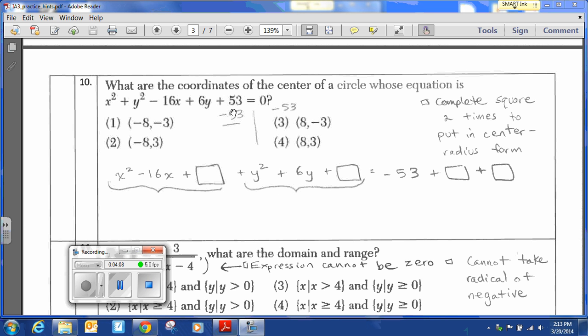All right, here's the general form of the equation of a circle, and we're going to complete the square twice in order to rewrite this into center radius form.